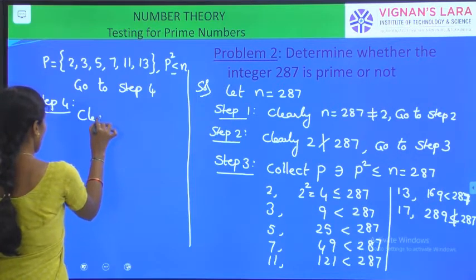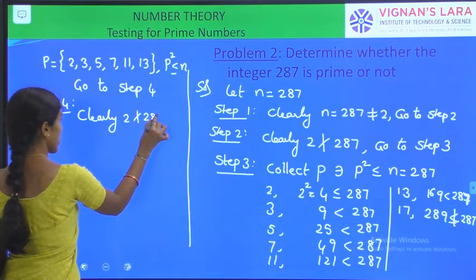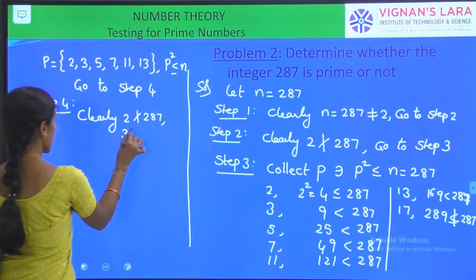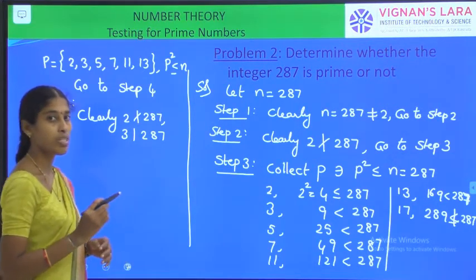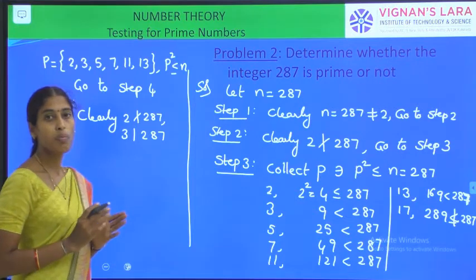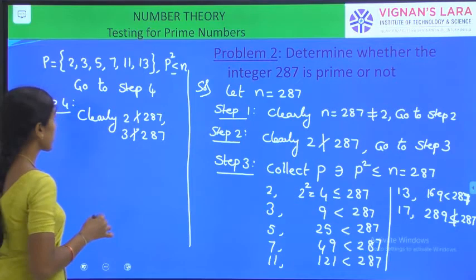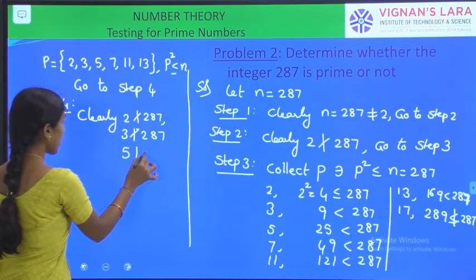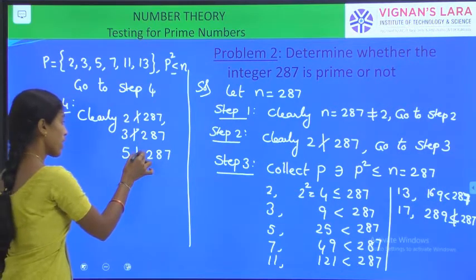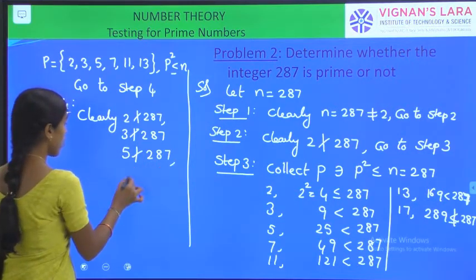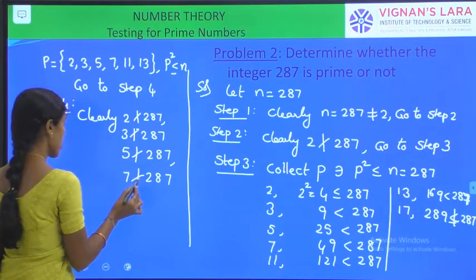So clearly, the first prime number 2 does not divide 287. Next prime number, see here, whether 3 divides 287. Divides means here the remainder must be 0, meaning the value must be a perfect integer. Right? 3 also does not divide 287. Next see whether 5 divides 287. Because the ones place digit is 7, 5 does not divide 287. Next, does 7 divide 287? Yes, 7 divides 287.